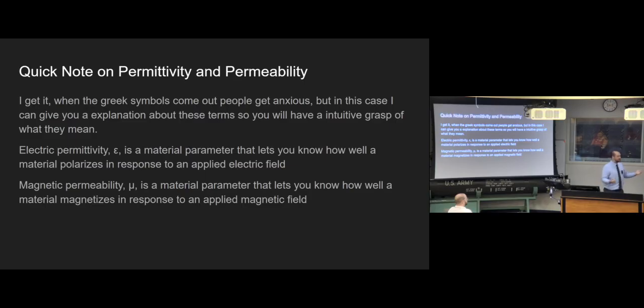Similarly, this is where people tend to understand better, is magnetic permeability, Greek symbol mu, is a material parameter that lets you know how well a material magnetizes in response to an applied magnetic field. This one's a lot easier. Everyone knows a material with high magnetic permeability. What is it? Huh? Iron. Yes, perfect. 99% ferrous iron has a magnetic permeability of 200,000.